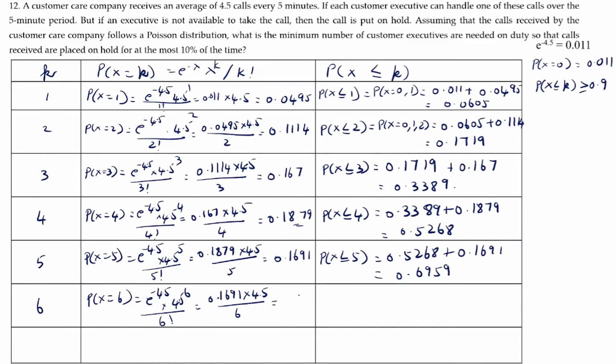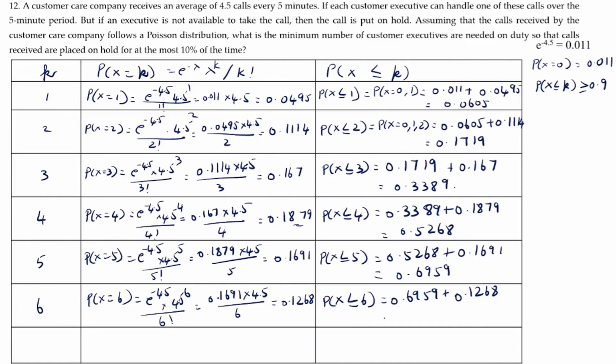So, when we simplify, we get it as 0.1268. And now let us find probability of x less than or equal to 6. Now this probability of x less than or equal to 6 will be probability of x is equal to 0, 1, 2, 3, 4, 5 and 6. Already we got for x is equal to 0, 1, 2, 3, 4 and 5, it is 0.6959, plus we have to add probability of x equal to 6.